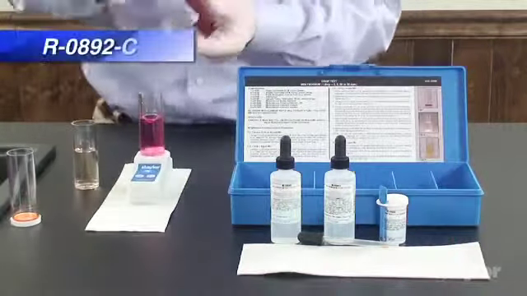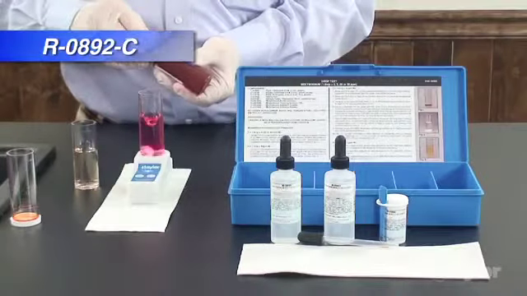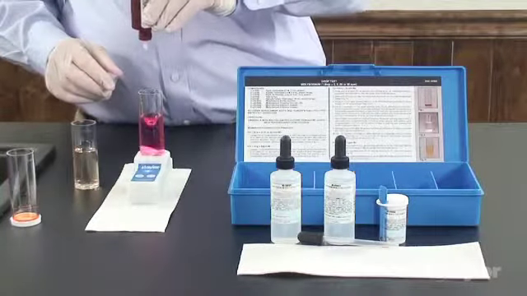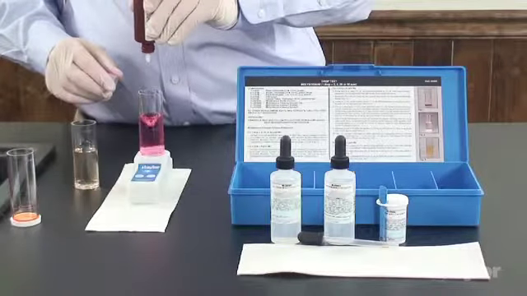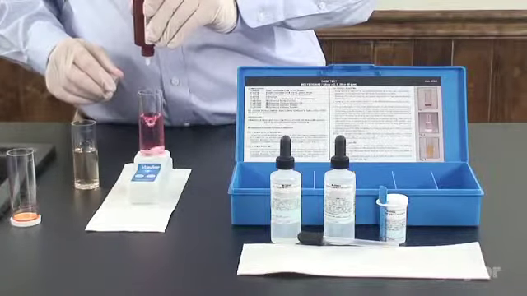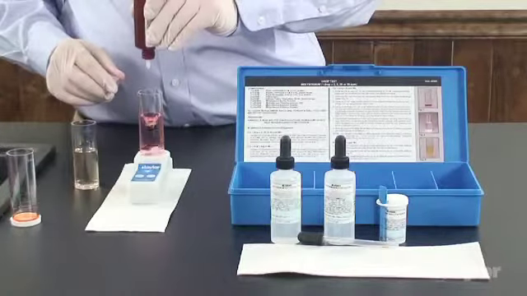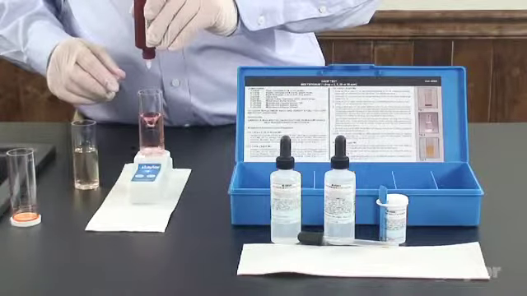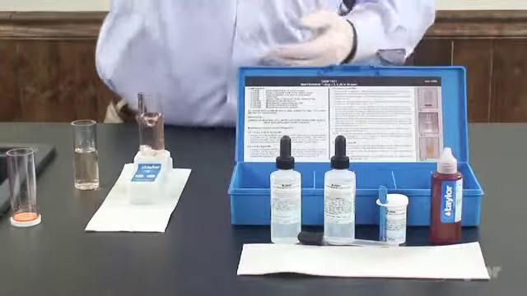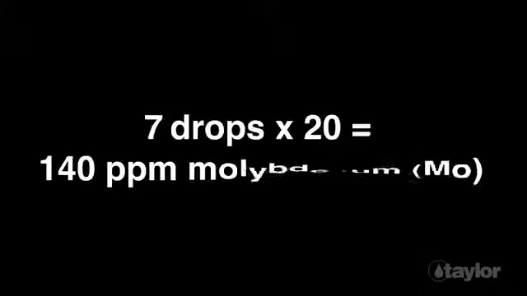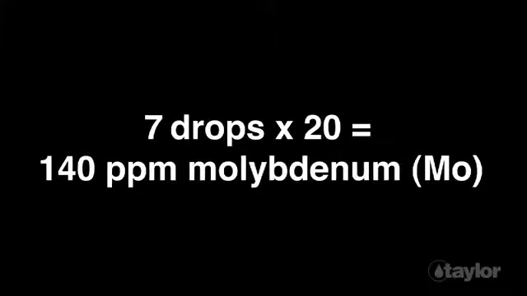Holding the bottle vertically, add molybdenum titrating solution dropwise to the sample tube containing the water sample, swirling and counting after each drop. Continue to add drops until the color matches the sample tube containing the blank, or until no further change in the color occurs. Multiply the number of drops of molybdenum titrating solution used by 20 and record the result as parts per million molybdenum.